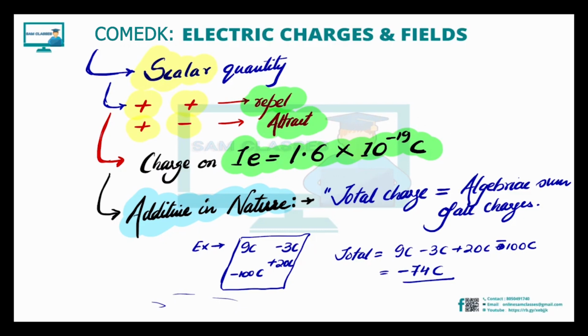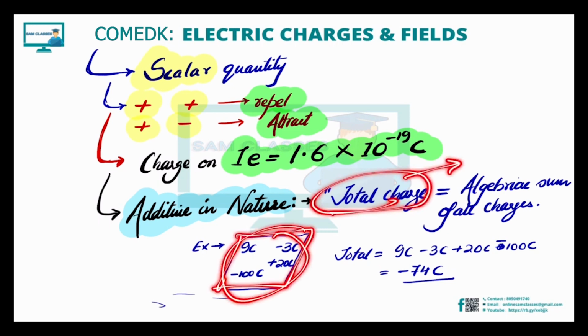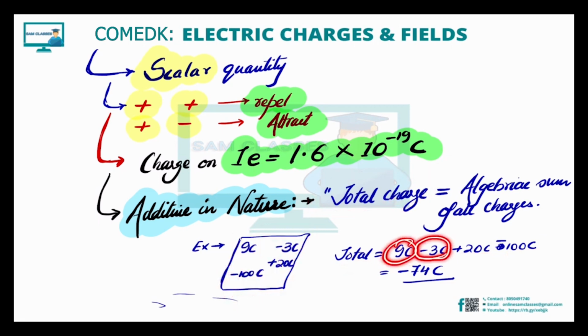If I want to find the total charge for a body, let's say I have a square body like this and I have charges 9 coulomb, minus 3 coulomb, minus 100 coulomb, and let's say plus 20 coulomb. The total charge will be what? Just simple addition of all of them. So 9 coulomb minus 3 coulomb plus 20 minus 100. So we'll get minus 74 coulomb charge. Pretty simple. So basically total charge is the algebraic sum of all the charges.